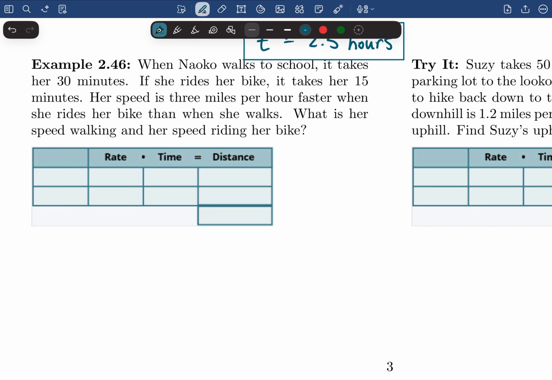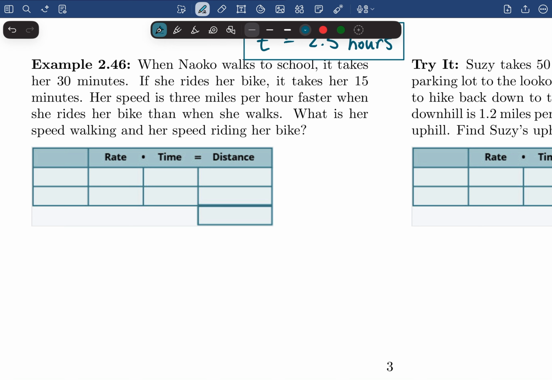Example 2.46: when Naoko walks to school, it takes her 30 minutes. If she rides her bike, it takes her 15 minutes. Her speed is 3 miles per hour faster when she rides her bike than when she walks. What is her speed walking and her speed riding her bike?